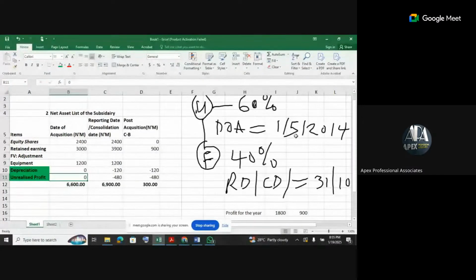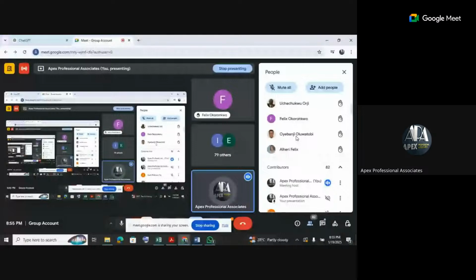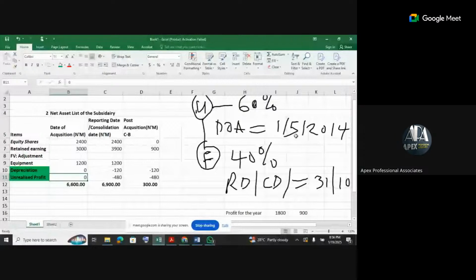Now, if you don't take the depreciation and unrealized profit from here when the subsidiary is selling, each time you are calculating the non-controlling interest, you bring it in, and when you are calculating the retained earnings of the parent, you bring it in. So for me, I feel it will be more complicated doing it that way. But that is a way that is being done. I think I'm about the only person that removes depreciation and unrealized profit from the net asset list. Even in the ICAN Pathfinder, they don't take it from here. They have a way of removing it from the NCI and the retained earnings when computing it.